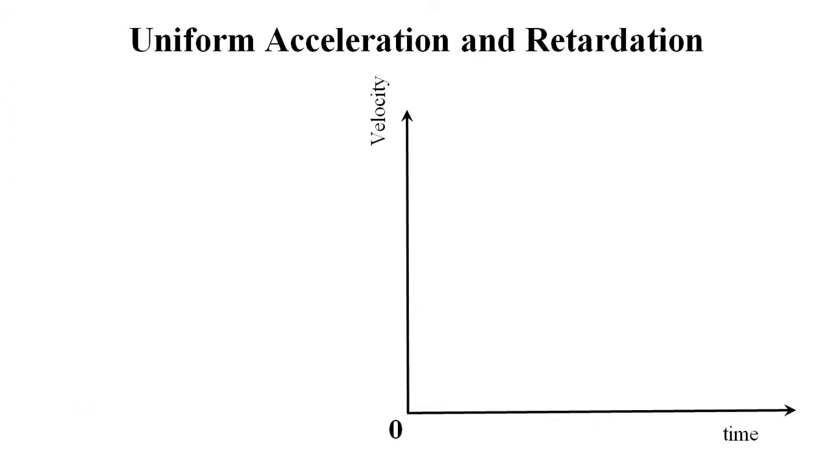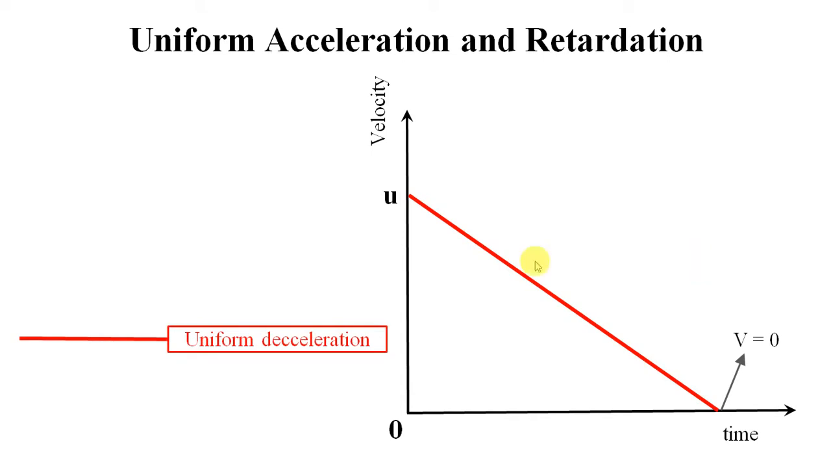Now let's have a look at the concepts of uniform acceleration and retardation through velocity time graphs. Let's have a look at this particular graph. For a body whose initial velocity is not 0 but a certain value u, as time progresses the velocity is decreasing uniformly, and after some time t the velocity became 0. Hence, initial velocity is u and final velocity is absolutely 0. Hence, we can say the body is under uniform deceleration. We call it uniform because it's decreasing at a constant rate.